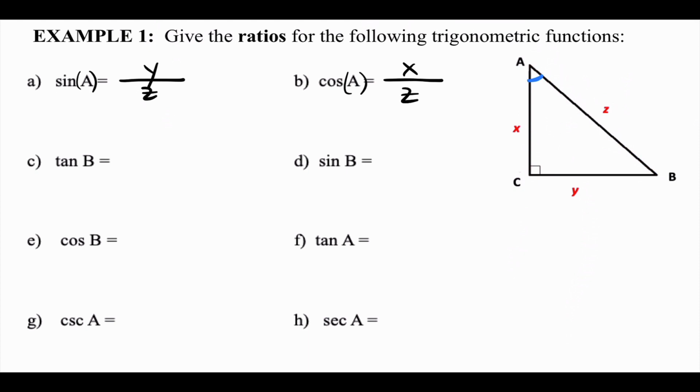Okay, so now we're moving spots. For letter C, we're moving spots. I'm not at A anymore. I'm at B. Tangent of B. Well, tangent is opposite. So opposite of B, opposite side for this would be X. Adjacent to B is Y.